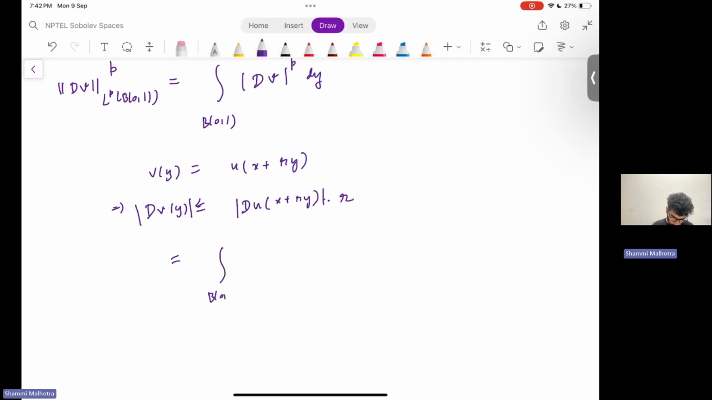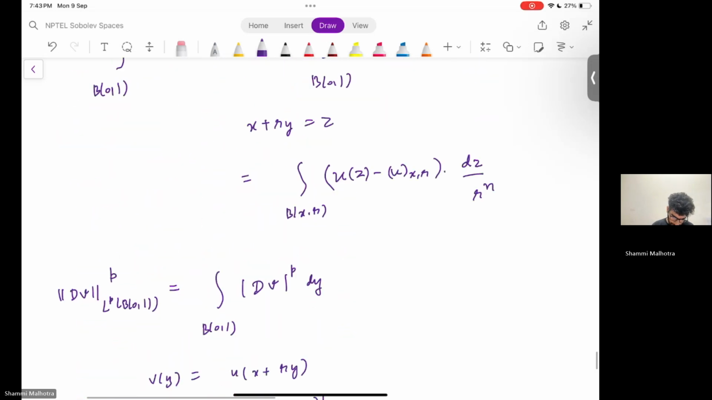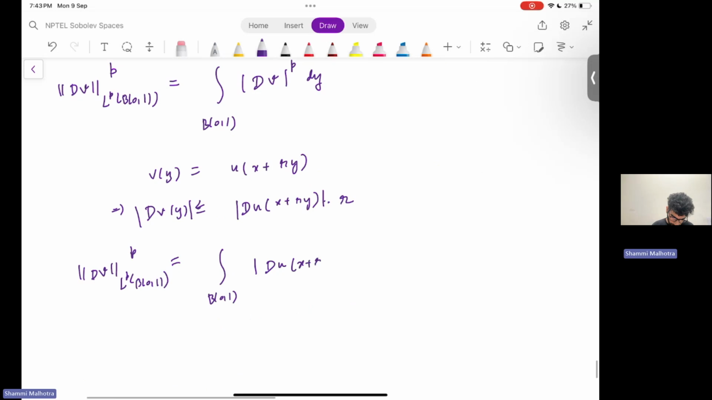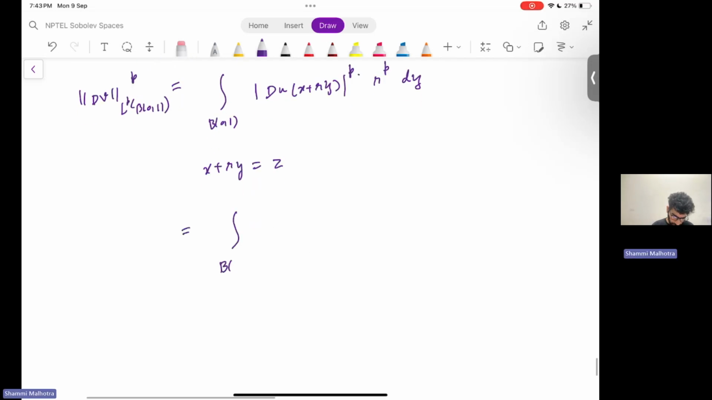And eventually we have the integration over B(0,1) of |Du(x plus ry)|^p times r^p dy, and then we again change the variable x plus ry to z. This will give me the integration over B(x,r) of |Du(z)|^p r^p dz times r to the power n.